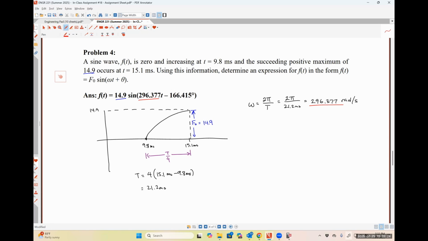So the last thing we need to do is figure out what our phase angle is going to be. Okay. We are told that this is a sine wave. So can anybody tell me how much delay our signal has experienced?